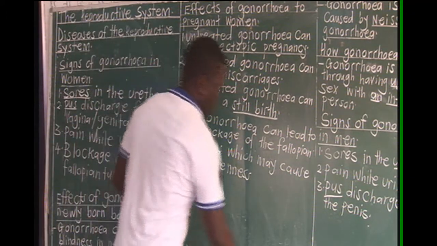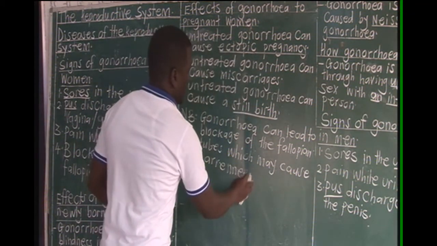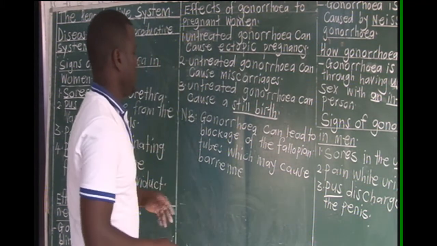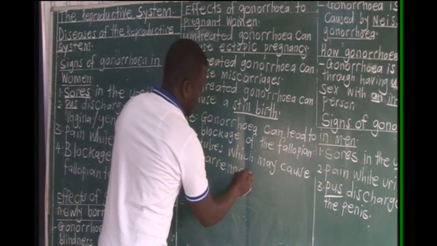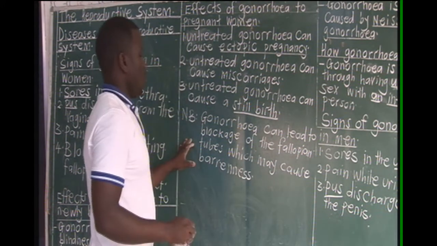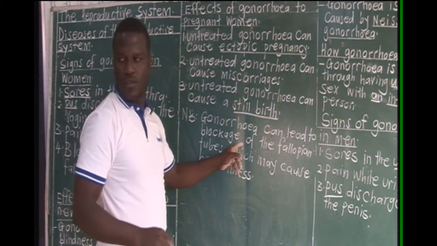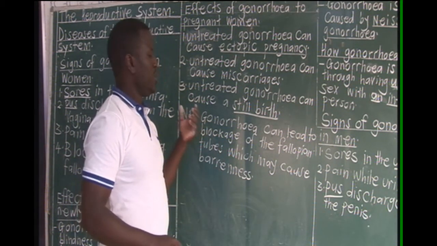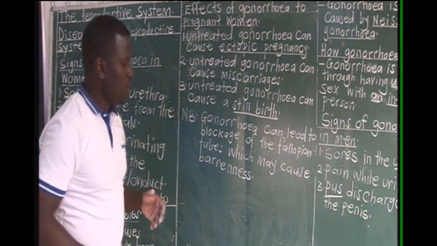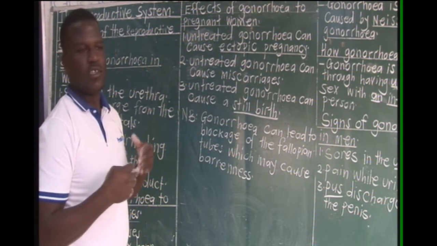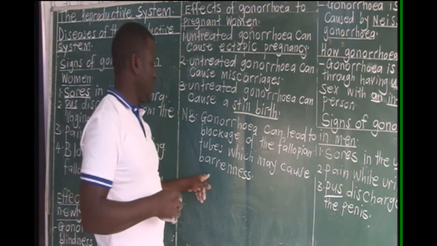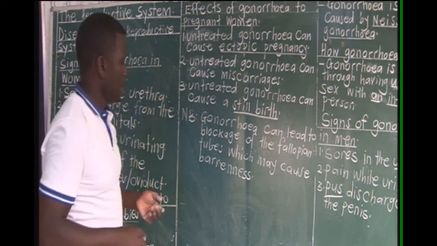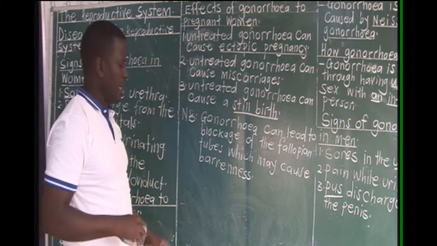Barrenness is a condition whereby a woman cannot bear children. They cannot conceive. That means they are barren. So that condition is called barrenness. Why are they unable to bear children? It's because gonorrhea, pus, has blocked the fallopian tube, and that means fertilization cannot take place. And if fertilization does not take place, it means this woman cannot conceive. So that's about gonorrhea.